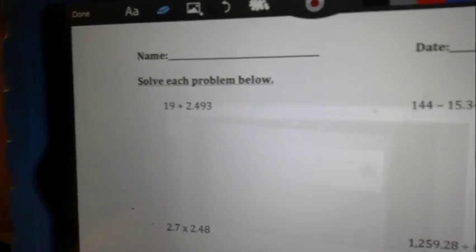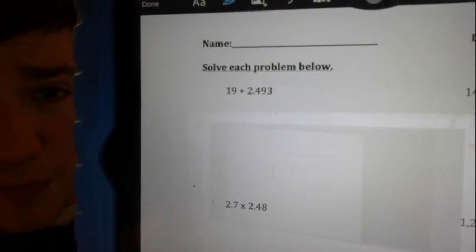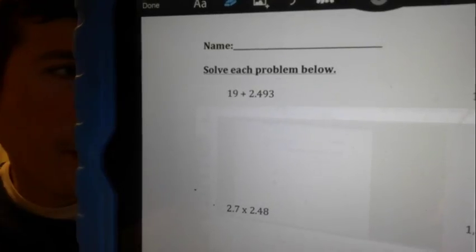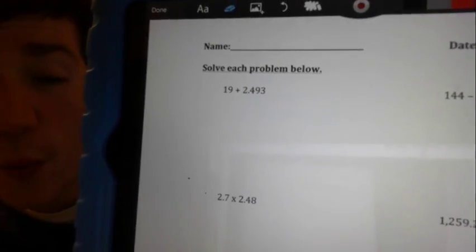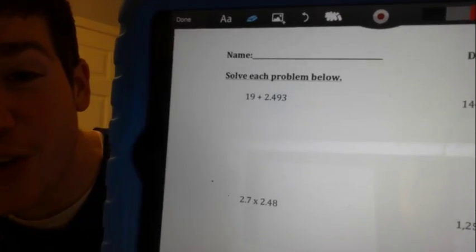Now, remember that if we're looking at this first problem, you see 19 plus 2 and 493 thousandths. We want to pay close attention to what number is in the tens place, the ones place, and then our tenths, hundredths, and thousandths. Keep in mind that our largest decimal place value is our tenths, our next largest is our hundredths, and our next largest is our thousandths. Think of something that's split up into 1,000 little tiny pieces. That would make those pieces really small.